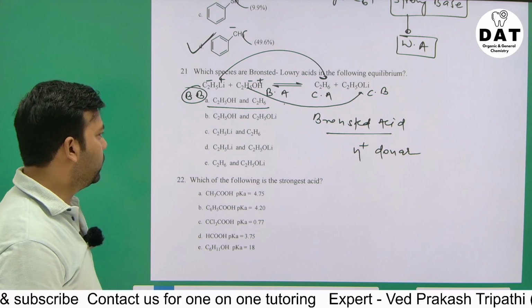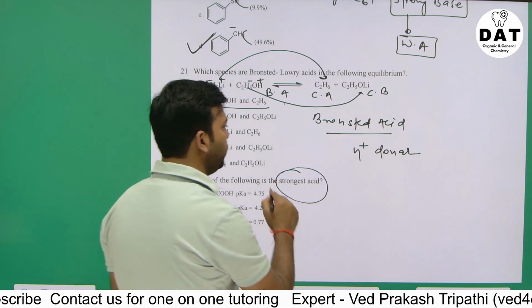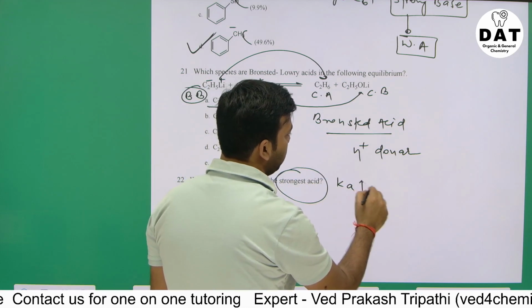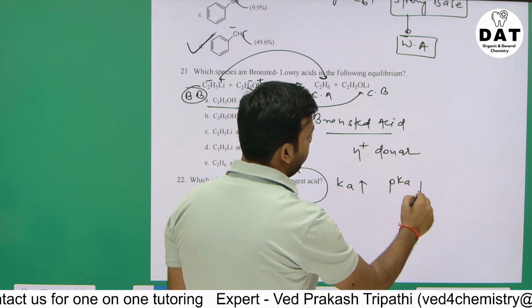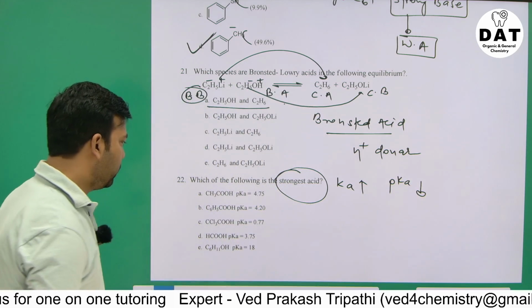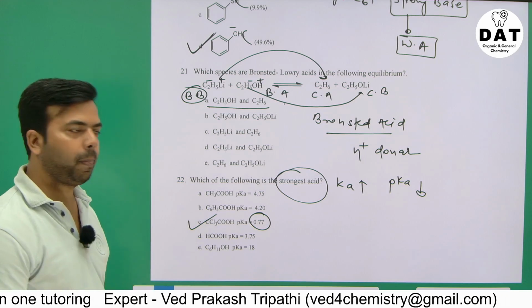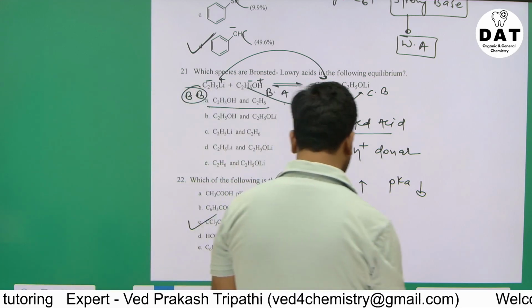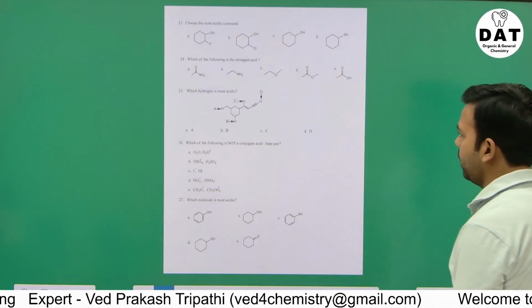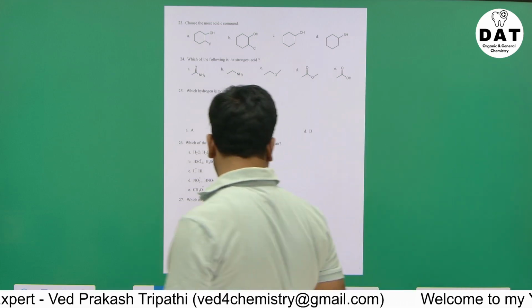Which of the following is the strongest acid? Strong acid means Ka should be highest. Ka highest means pKa should be lowest. And in the given options, the lowest pKa is 0.77. So the answer will be C. Makes sense? Okay, next is 23.